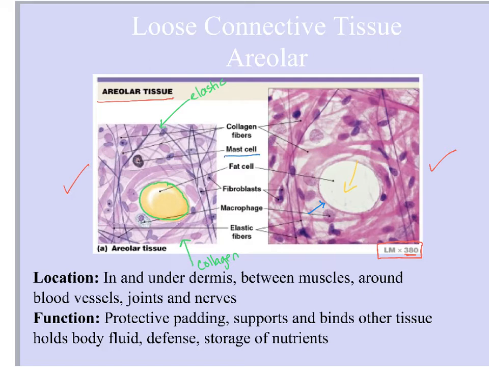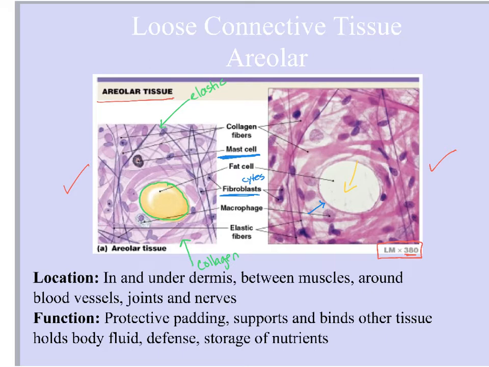There are also mast cells. Remember those immune cells that secrete histamine and heparin. There will be fibroblasts present. Remember, you can also call those fibrocytes, for now anyway. Remember, the function of fibroblasts or fibrocytes is to secrete the fibers.